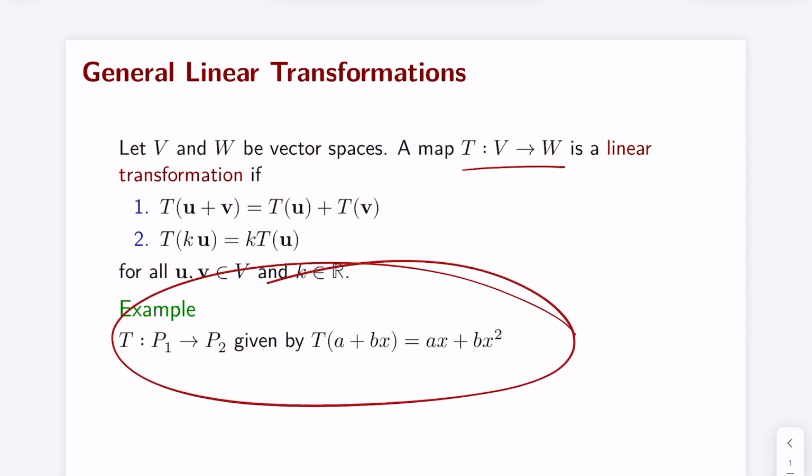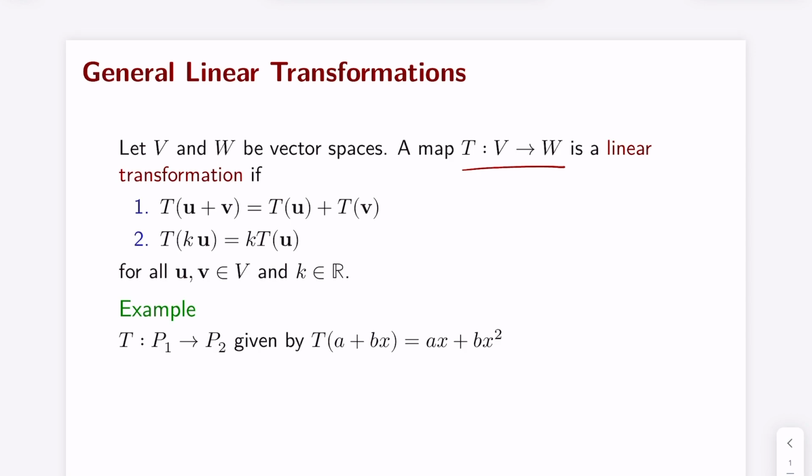For example, let's consider this map. Let's see if this map is a linear transformation. This is a map that goes from the vector space of the polynomials of degree less or equal than 1 to the vector space of the polynomials of degree less or equal than 2. And the transformation is this one. It takes a generic polynomial of degree 1 and transforms it into one of degree 2 in this way. What it's doing is multiplying the whole polynomial by x, right? a plus bx gets transformed into ax plus bx squared.